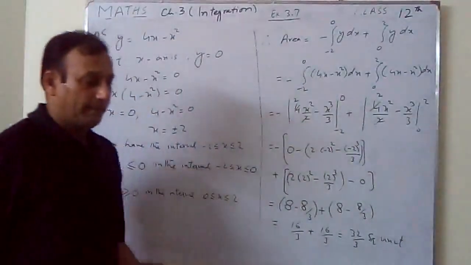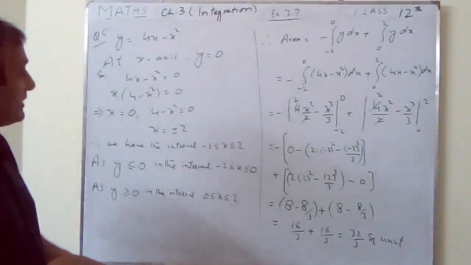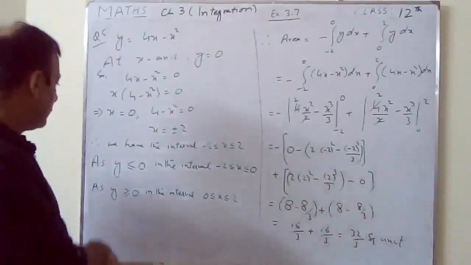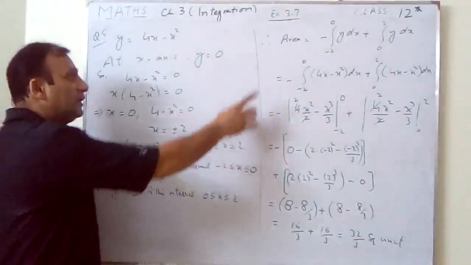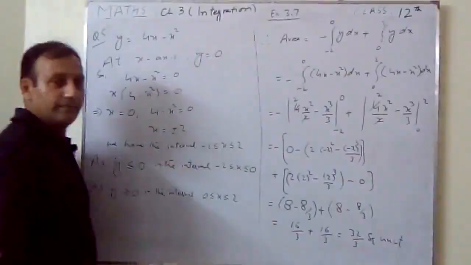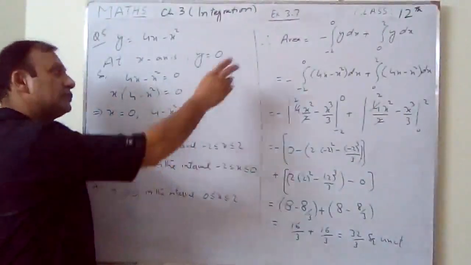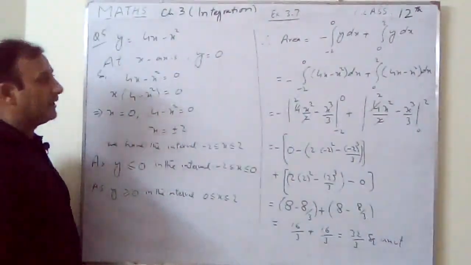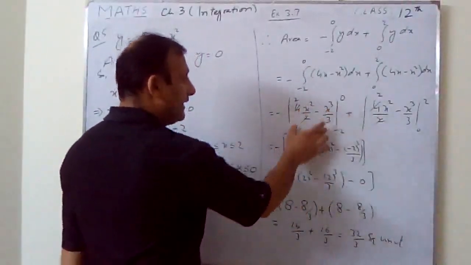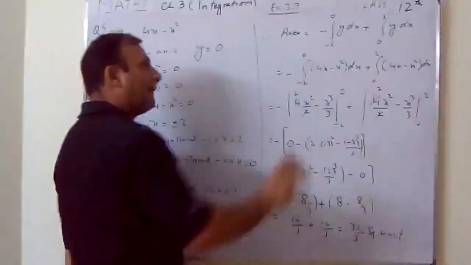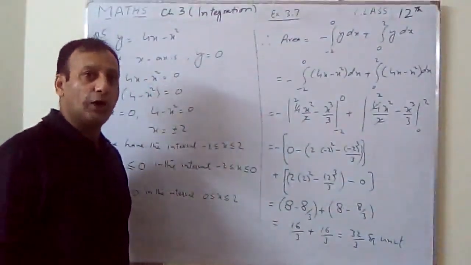So keep in mind, once again I tell you, if y is negative in the interval, we have to take a minus sign with that. When it is positive, we take it as it is. The rest is the same: definite integration, integrate the value and put upper limit minus lower limit.